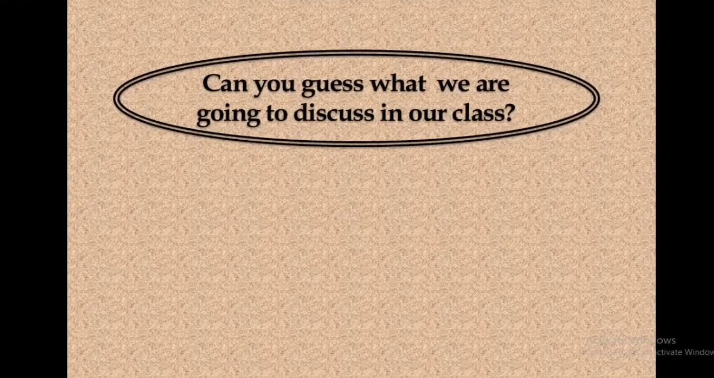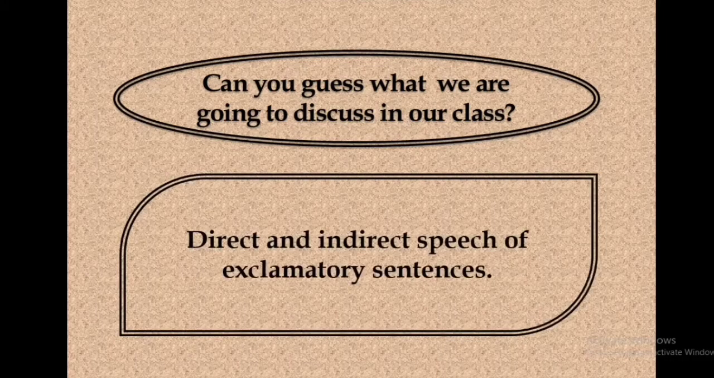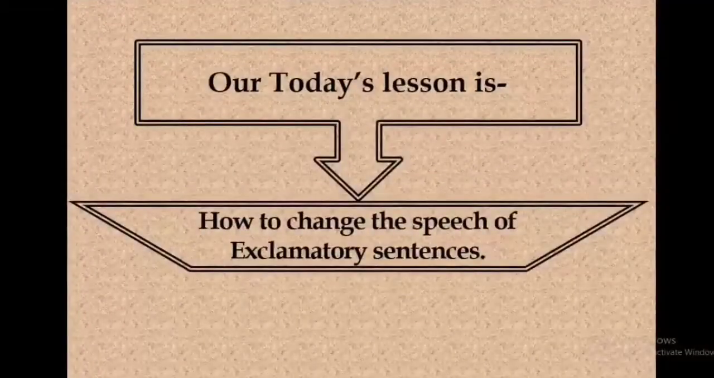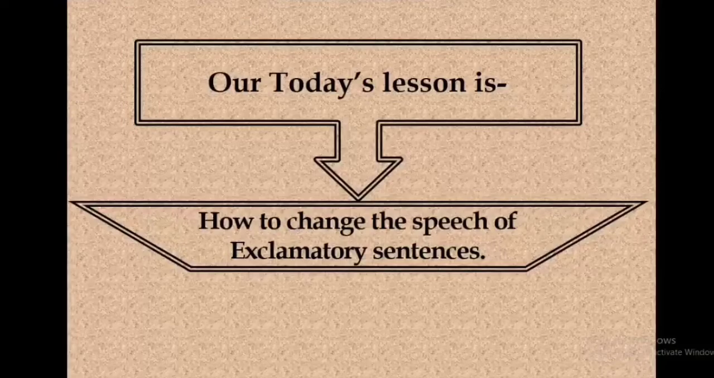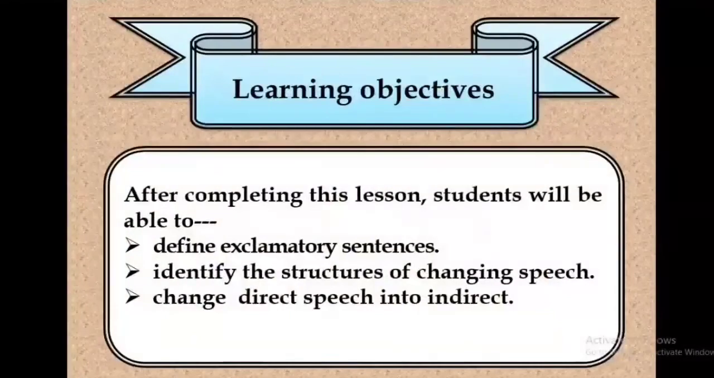My dear students, do you know? Can you guess what we are going to discuss in our class? Try to guess. Yes, right you are. We are going to discuss direct and indirect speech of exclamatory sentences. So our today's lesson is how to change the speech of exclamatory sentences. Learning outcomes: after completing this lesson, you will be able to define exclamatory sentences, identify the structures of changing speech, and then change direct speech into indirect.